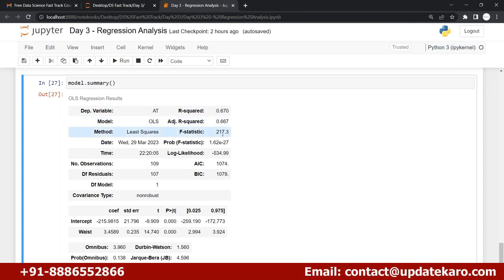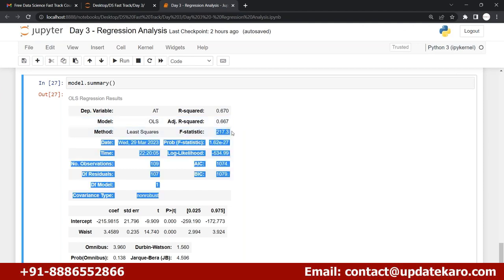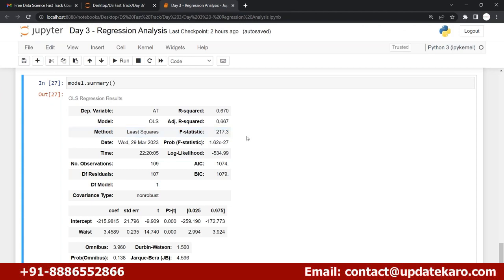What about F statistics? The F statistic is just a value. You just want to see the p value of the F statistic, which is this. If this value is less than 0.05, there is a hypothesis test of F statistics. The null hypothesis is that the model is significant for making upcoming predictions, and the alternative hypothesis is that the model is not significant for making future predictions.